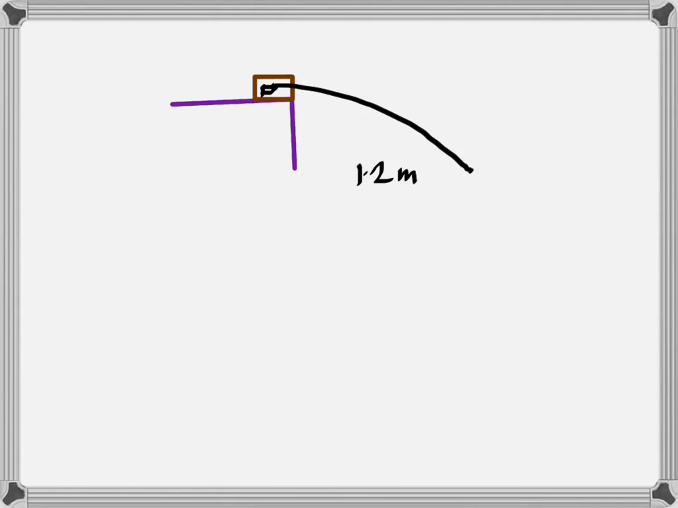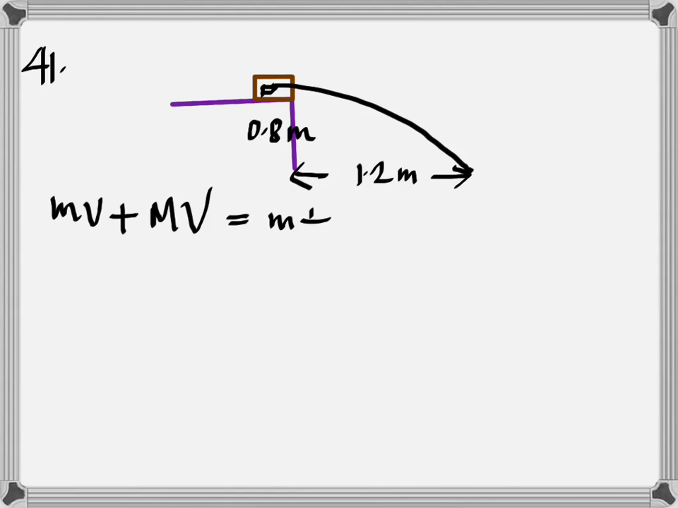That's the table. The block goes off. 1.2 meters is the horizontal distance. 0.8 is the vertical distance. Okay, it's launched horizontally. Applying the conservation of momentum, this is what you get. Remember that they stick together after the collision, don't they?